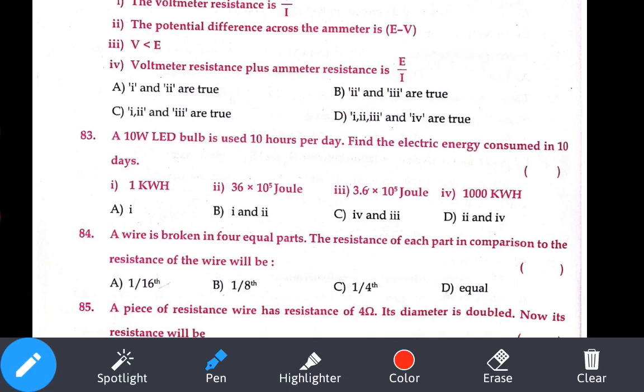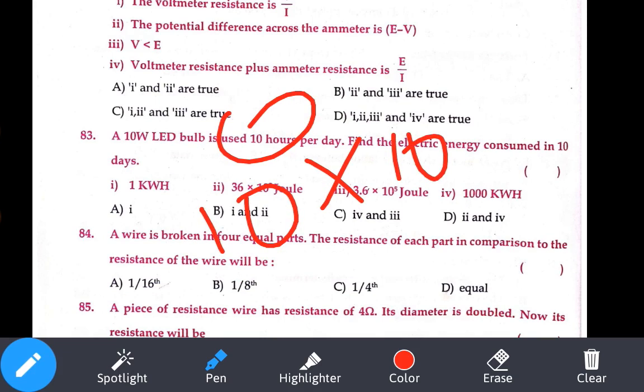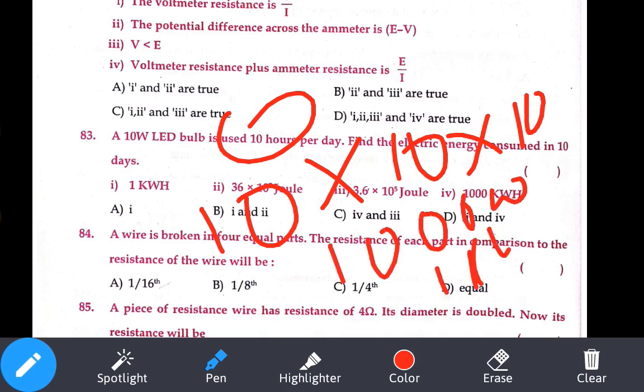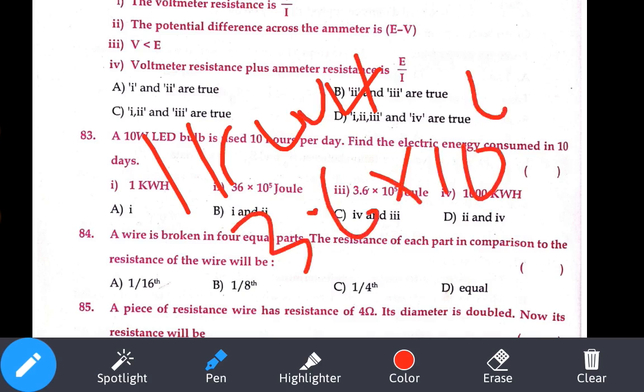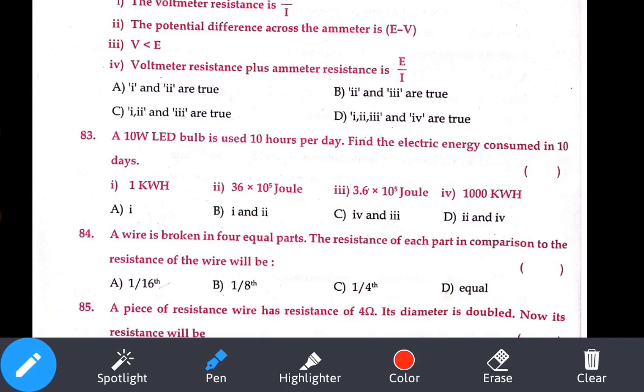A 10 watt LED bulb is used for 10 hours. So 10 into 10, 100. Again, the electric energy for 10 days is 100 into 10, so 1000 watt-hours, which is nothing but 1 kilowatt hour. 1 kilowatt hour is nothing but 3.6 into 10 to the power of 6 joules, or 36 into 10 to the power of 5 joules. So 1 is correct, 36 into 10 to the power of 5, 1 and 2 are correct.